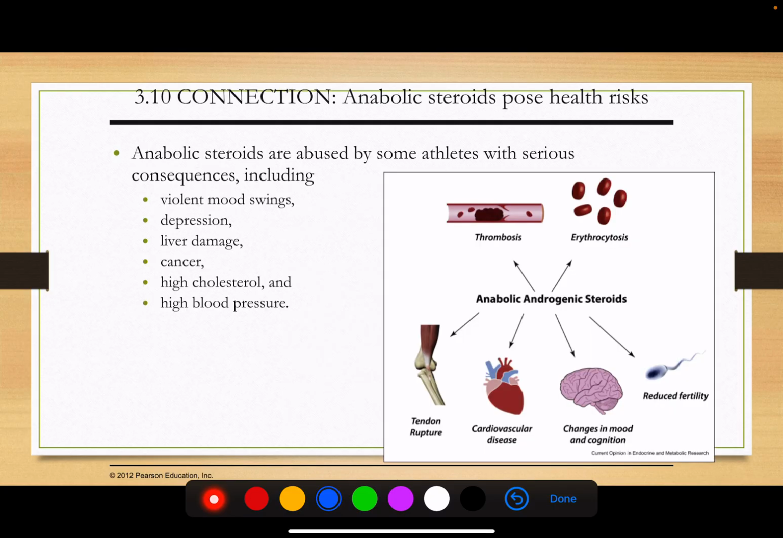Problems with anabolic steroids are, and we hear about the violent mood swings, depression, liver damage, cancer, high cholesterol, and high blood pressure. So we can see this where we end up getting thrombosis, which is kind of blockages in the blood vessels. It also makes tendons more fragile and prone to tearing, cardiovascular disease, reduced fertility, and here's our mood change right here.